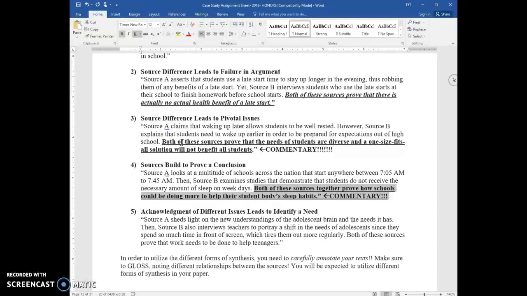What is one thing that schools could do to benefit students? They could change those start times as addressed in source A. So I'm coming to a conclusion. Source A and source B do not say the exact same thing. In fact, I might not even realize the relationship, but now I can see how sources build upon each other.